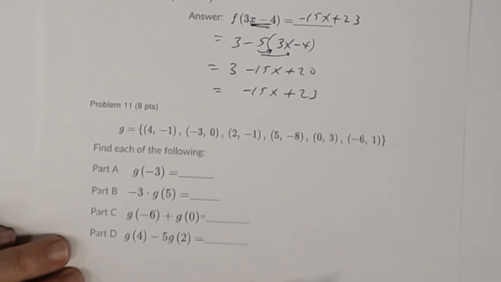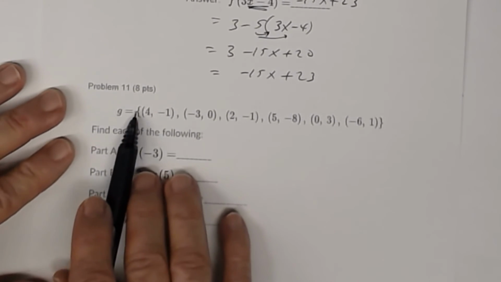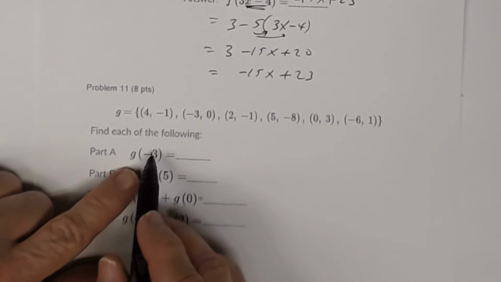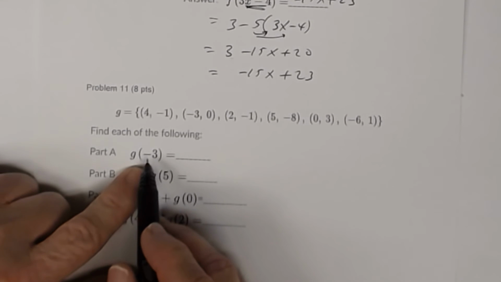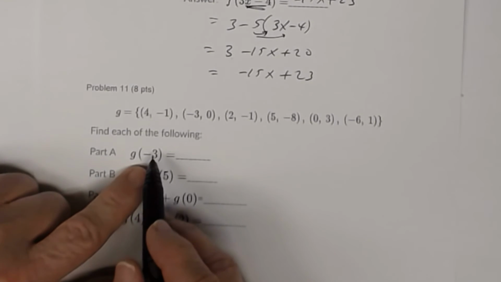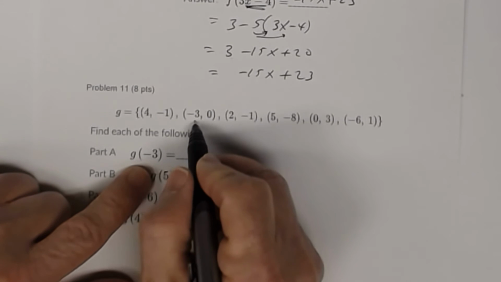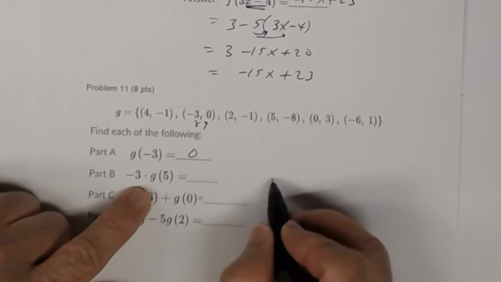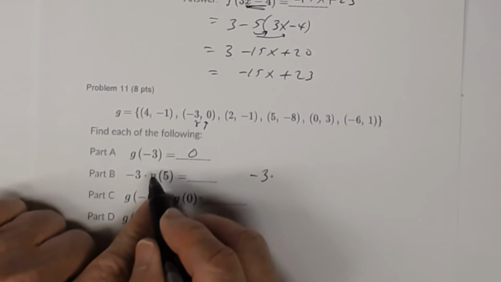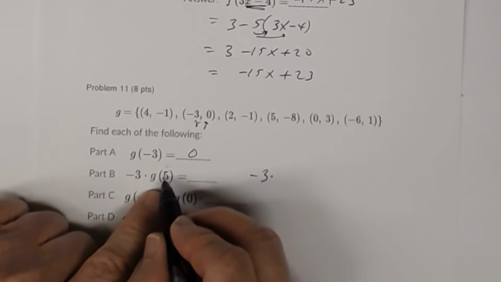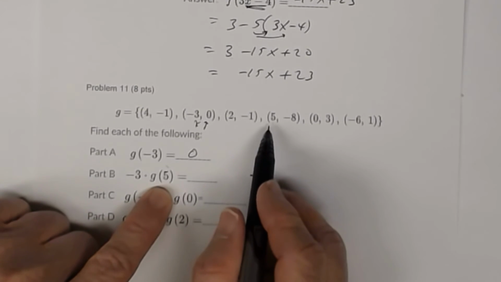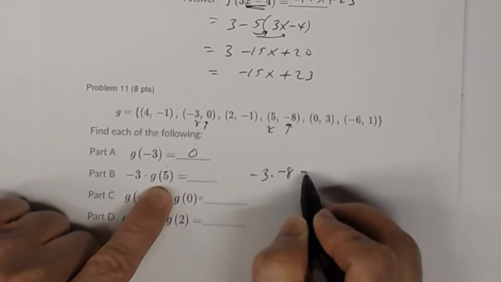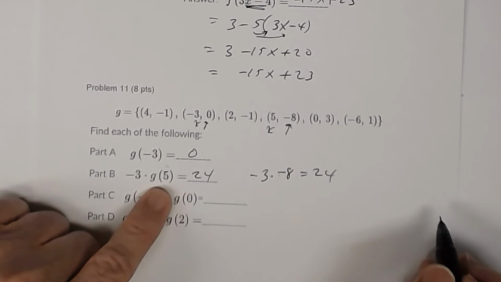Okay? All right, number 11, you're given that this function g is just a finite set of ordered pairs, and you want to find g of negative 3. But remember, these are easy because g of negative 3 means what is the y value when x is negative 3? Well, here's where x is negative 3, right? So my y value is 0. Okay, now be careful here because this says negative 3 times g of 5. So let's look at g of 5. So g of 5 means what's the y value when x is 5? Well, when x is 5, my y value is negative 8. So this becomes negative 3 times negative 8, which is a positive 24.